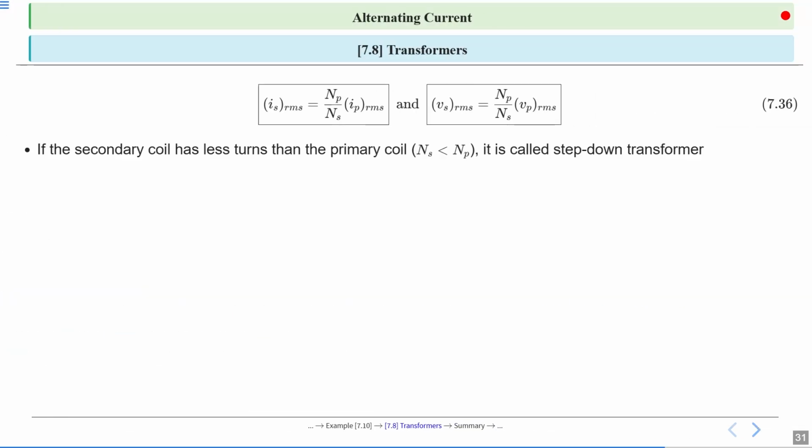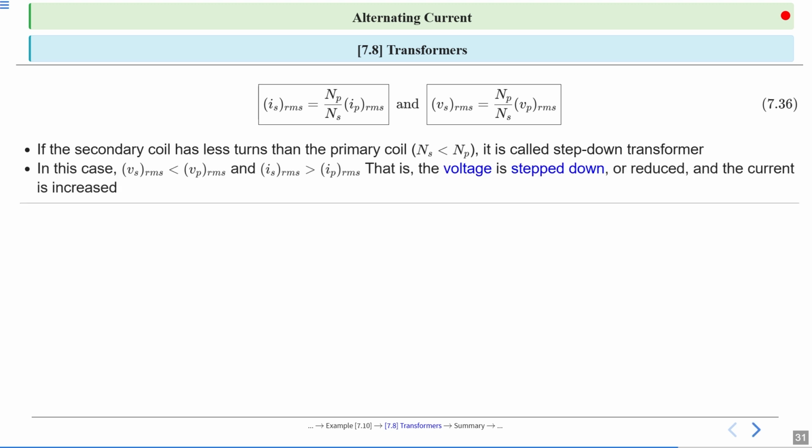Now again these equations: if the secondary coil has fewer turns than the primary coil, means Ns is less than Np, it is called a step down transformer. In this case, Vs RMS will be less than Vp RMS. So voltage across the secondary will be less, means output will be less than input. But output current will be more. This is the function of the transformers that we see near our home. They step down the voltage but increase the current, and Is RMS will be greater than Ip RMS. That is, the voltage is stepped down or reduced and the current is increased.